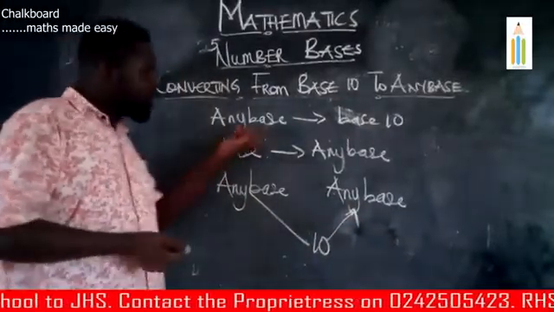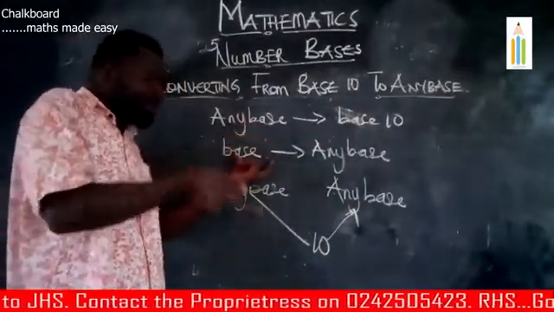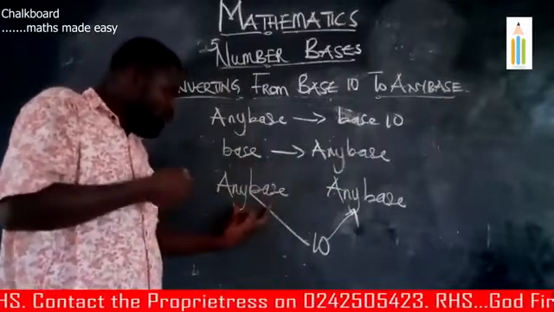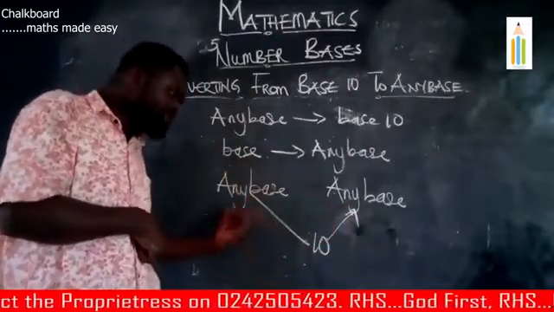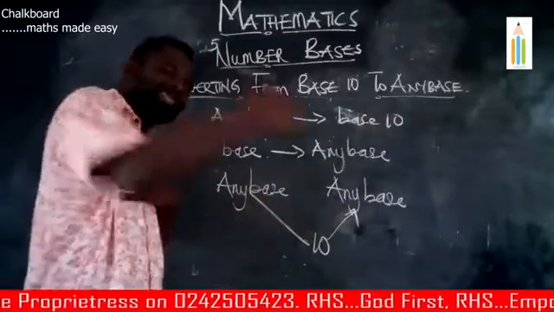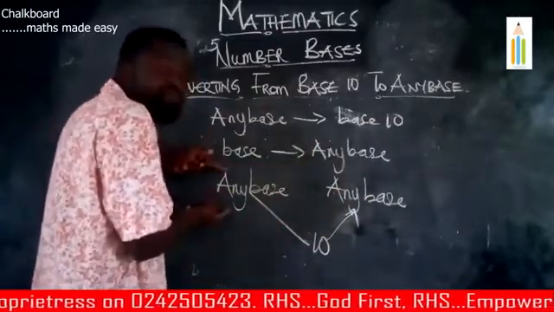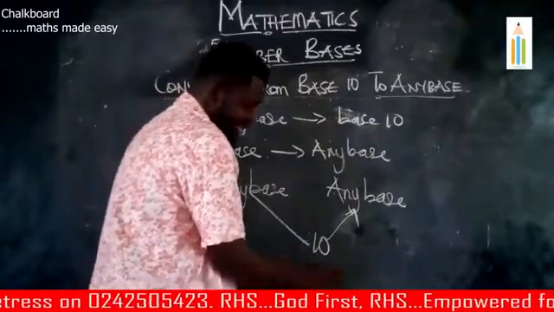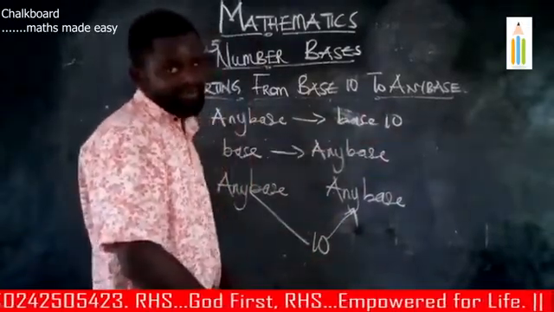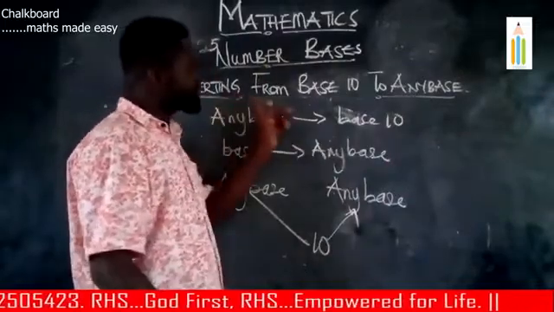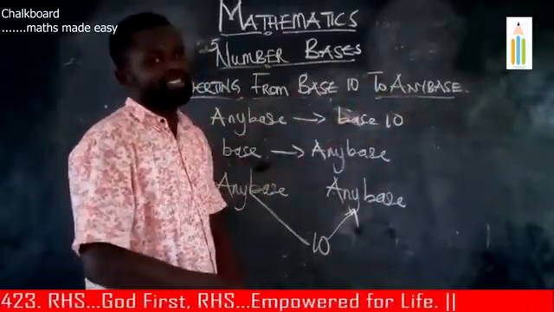So now what we just learned and what we are about to learn will help us know how to convert from any base to any base. Because when we are converting from any base to any base, maybe base 4 to base 6, we have to first convert the base 4 to base 10. And the answer that we will get, we convert that one to what? The base 6. How do we go? So let's learn how to convert from base 10 to any base.